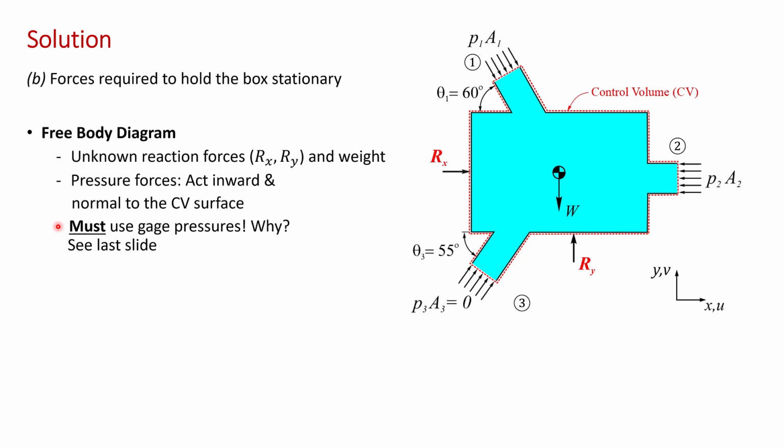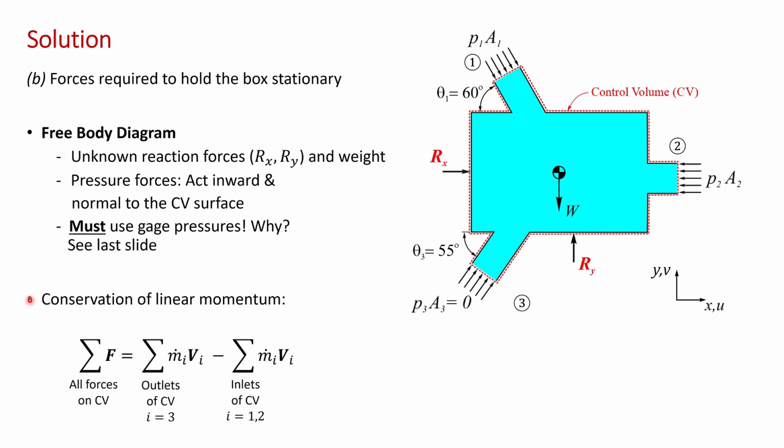This allows you to avoid calculating the pressure forces on the outside of the box. If you work in gauge pressures, the pressure on the outer surface is zero because it is at local atmospheric pressure. If you don't understand this, hold on until the end of this presentation. I'll show you what happens if you use absolute pressures, and it's a total disaster.